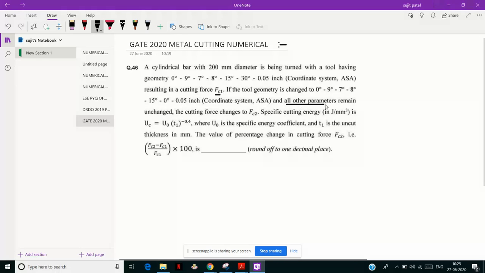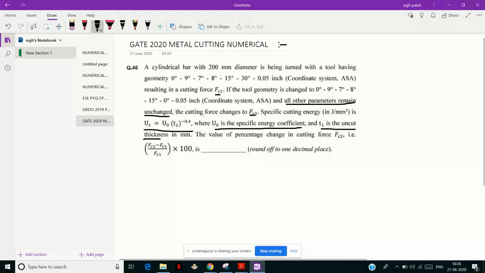All other parameters remain unchanged. This is a very important line. And the cutting force changes to FC2. The specific cutting energy U is given by this equation, where U0 is the specific energy coefficient, and T1 is the uncut chip thickness. Then find the percentage change in the cutting force. That means (FC2 minus FC1) upon FC1.